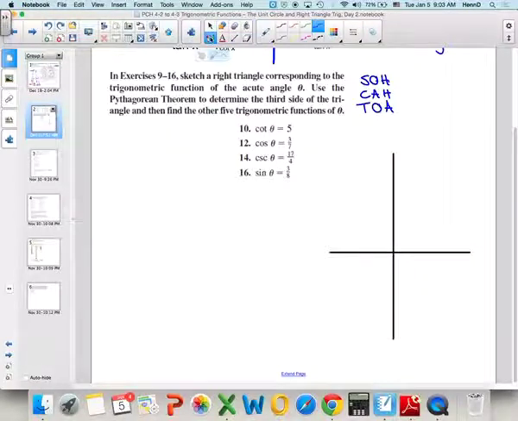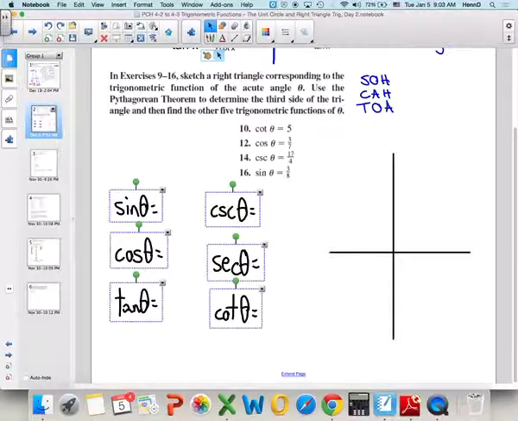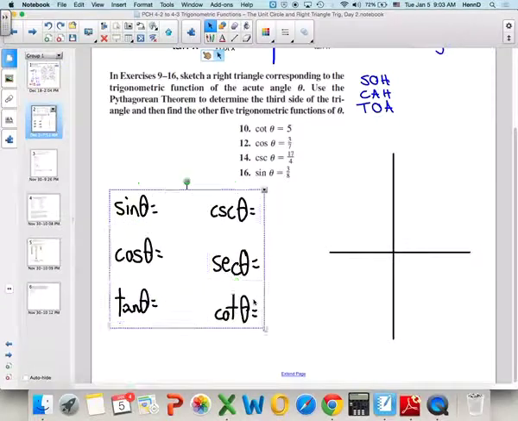So we can actually even write out: sine of theta, cosine of theta, tangent of theta, cosecant theta, secant theta, and cotangent of theta. And just so I don't erase those, I'm going to group those all together and lock them.